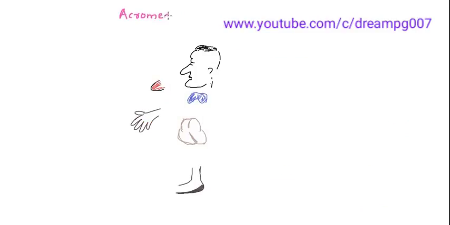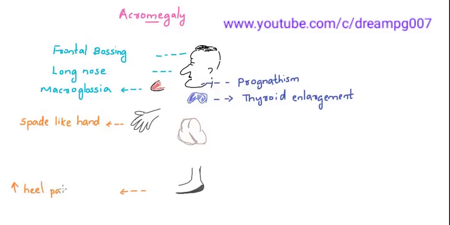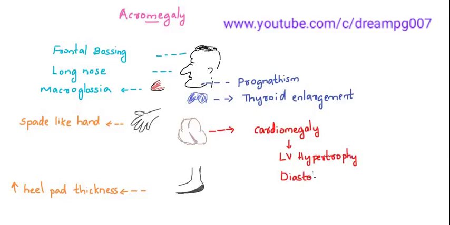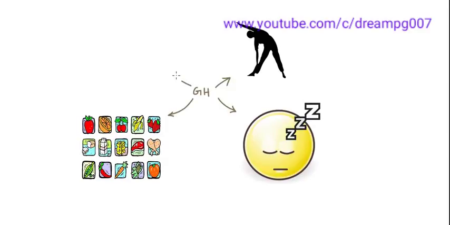Features of acromegaly include frontal bossing, long nose, macroglossia, prognathism, thyroid enlargement, spade-like hand, increase in the heel pad thickness, and cardiomegaly. This cardiomegaly can lead to left ventricular hypertrophy, diastolic dysfunction, and arrhythmia. Secretion of growth hormone in the human body is affected by exercise, sleep, food, and stress.